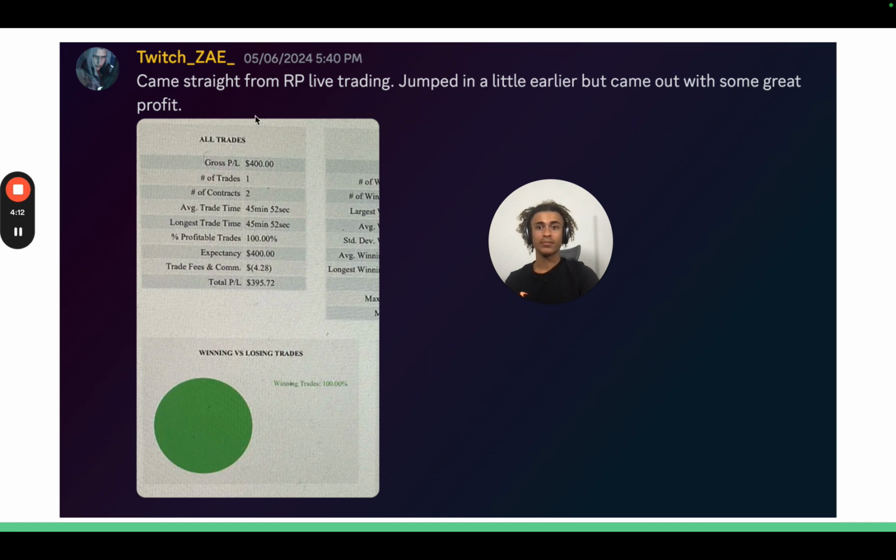So my man Zay, this was on Monday as well, off that same break and retest setup to the upside. He made $395 with 100% winning trades, and he said it came straight from RP live trading. Jumped in a little early, but still came out with some great profit. So he jumped in a little earlier than I did, but he still made some money. So that's what we do, right? We make money. I love to see that.